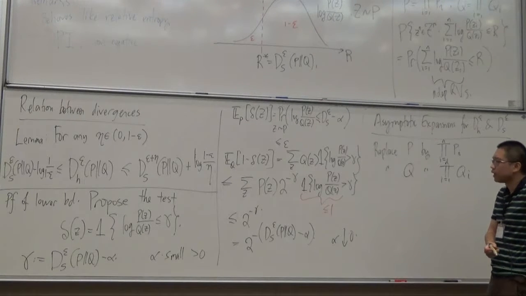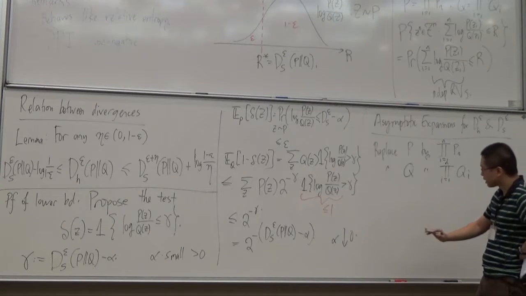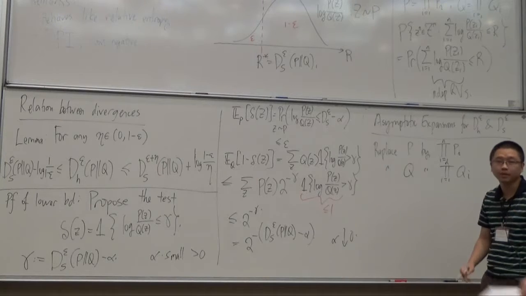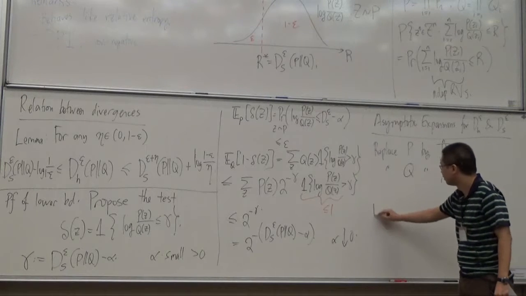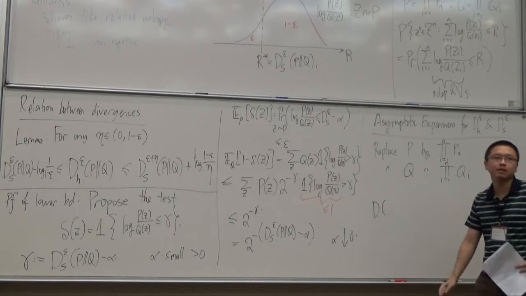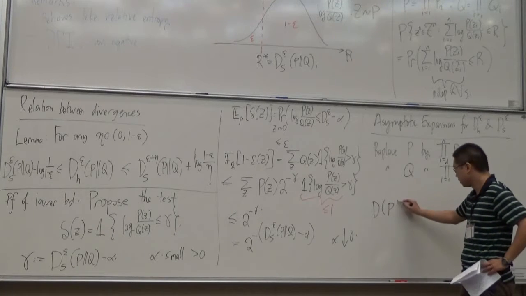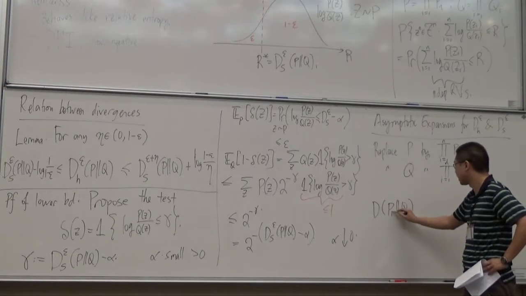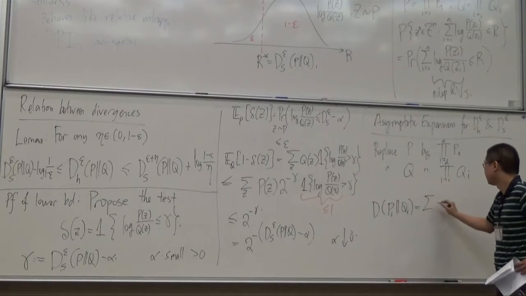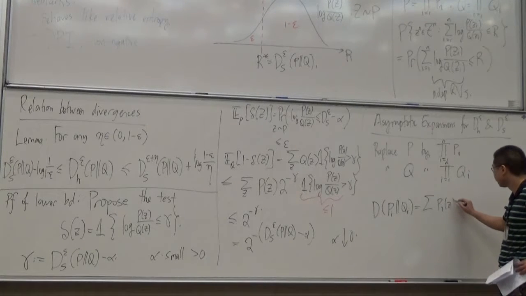So, before we talk about asymptotic expansions, I want to remind you of some fundamental quantities that you might have seen before. For two probability distributions P_i and Q_i on finite sets, we define the relative entropy by the average of the likelihood ratio.